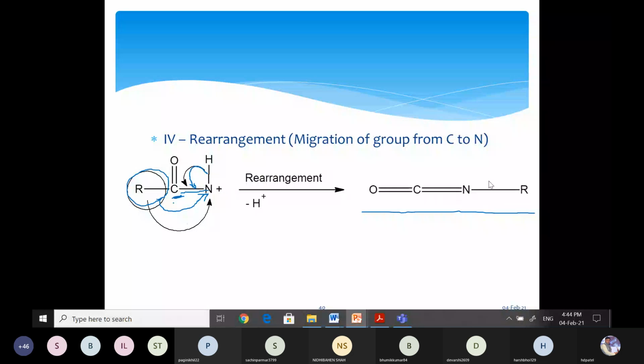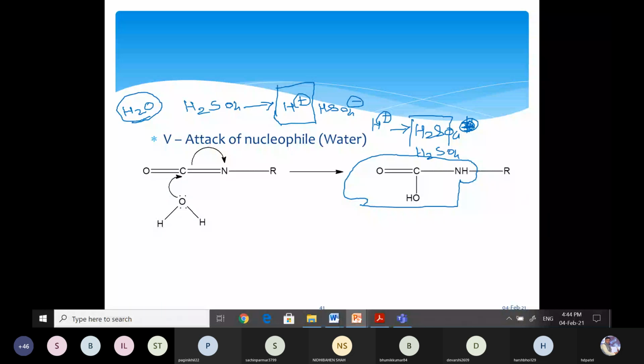Now once isocyanate is formed, isocyanate will react with water. From where water is obtained, we have already discussed. So it reacts with water, and it will convert into carbamic acid, RNHC double bond OOH. Carbamic acid will form.